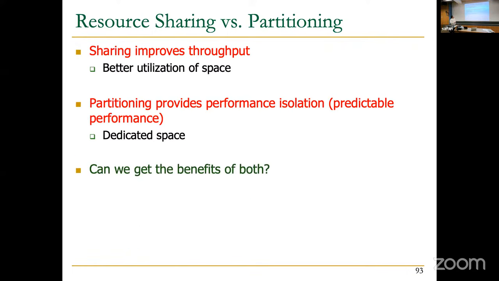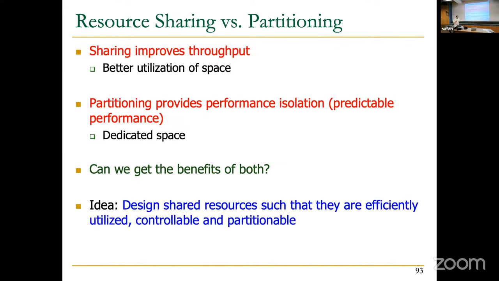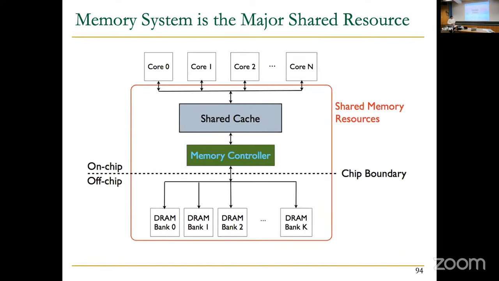Sharing improves our throughput. We want that because it allows us to better utilize space, in terms of chip area, for example, right? But partitioning will also provide performance isolation, but at the cost of dedicating space to applications. So that's the opposite of sharing. Can we get the benefits of both? The idea is to design shared resources such that they are efficiently utilized, controllable and partitionable. When we do that, we won't have wasted resources, and we will have quality of service mechanisms for threads, basically.